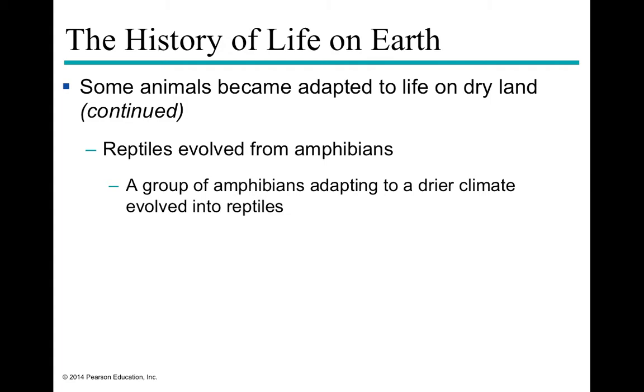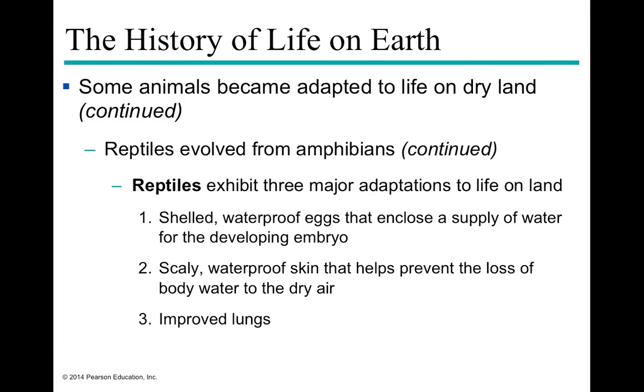Amphibians at this point would evolve into reptiles. Reptiles are a specialty type of amphibians that adapted to that drier climate and had specialty adaptations to life on land. First and foremost, their eggs became shelled and waterproof. And this is what I was mentioning. Now we have a supply of water for the developing embryo in a dry environment. They also went from skin that had to absorb oxygen and always had to be wet to scales that were waterproof that helped prevent the loss of body water to the dry air.